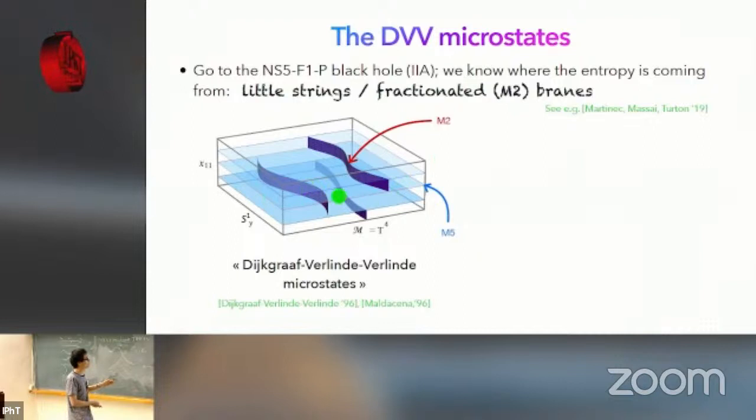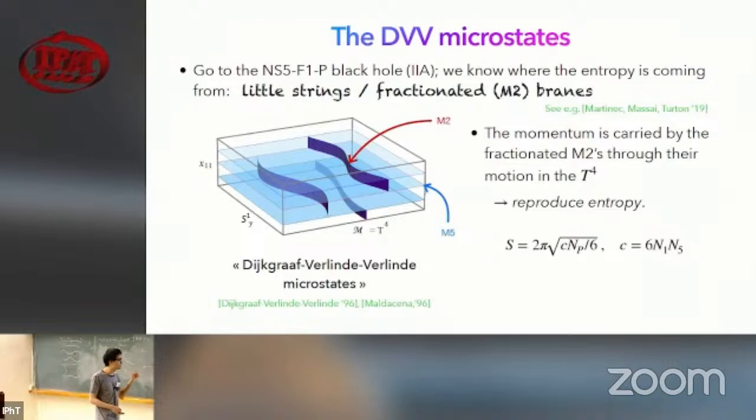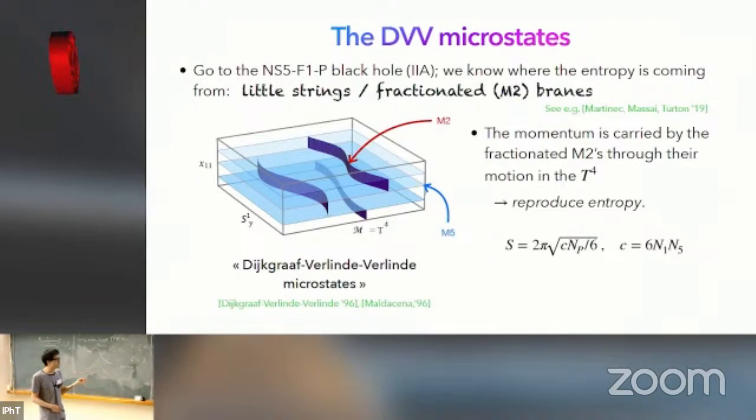And I can understand it from the M-theory perspective as some fractionated M2 branes inside M5 branes. So you have horizontally some M5 branes. You have the common Y circle. And here you have the 11th dimension. Whenever you put some M2 branes transverse to the M5 brane, it becomes M2 strips. The M2 strips carry the momentum because they are very numerous. They account for the entropy. The entropy is given by 2π√(c/6 · N_P), where c is the central charge. And this central charge is 6 N1 N5. For the bosonic sector, it's c equals 4 N1 N5.